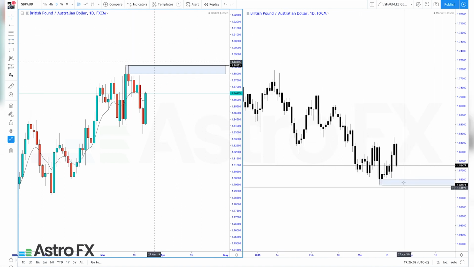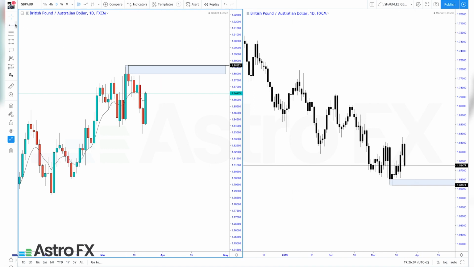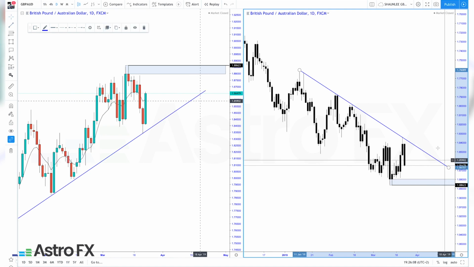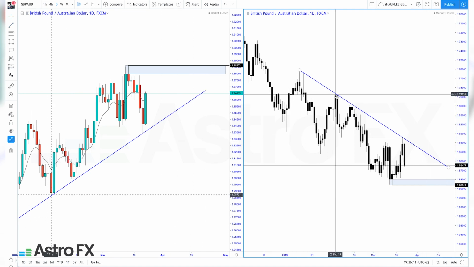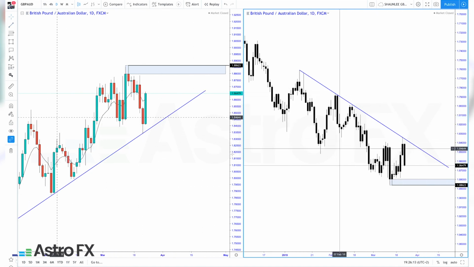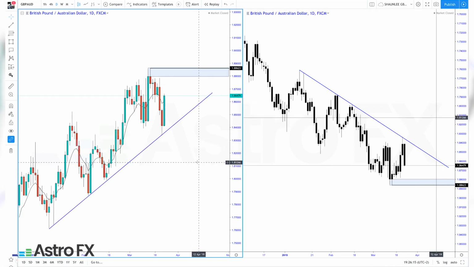Okay, and look how it's duplicated over here. Over on the right-hand side with the flip chart, the Astro Flip, we can see we can draw the trend line on 0.1, 0.2, and it's adhering to the trend line at 0.3. Over here it's duplicated again very well.